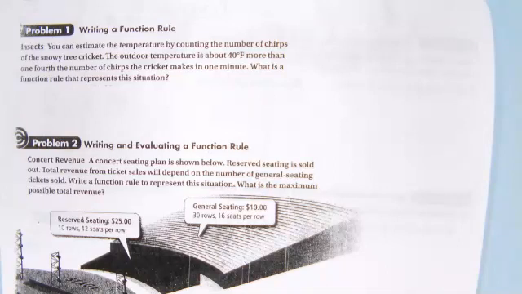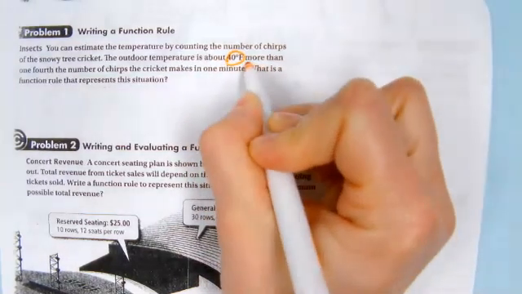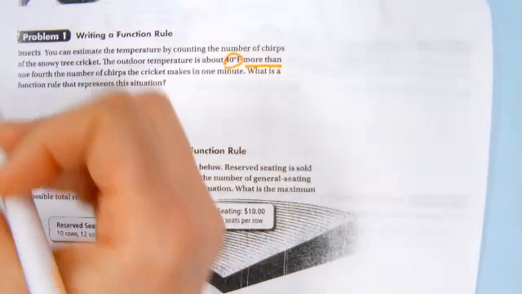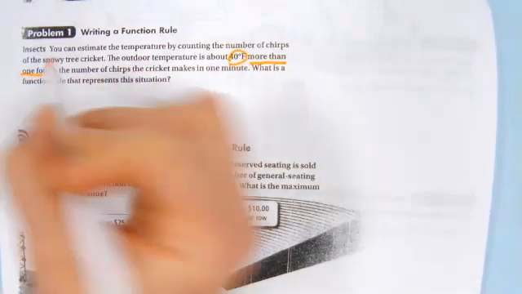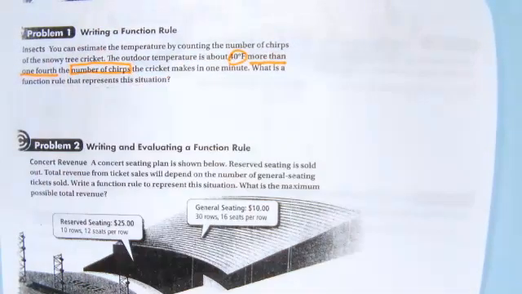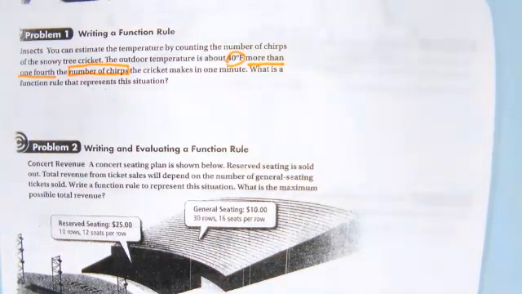40 degrees. Yep. Okay. 40 degrees. We need that. We might need "more than," right? That seems like it's important. 1/4, yep. And 1/4 of the number of chirps, right? So we want to know what that's going to be in 1 minute. Okay, so let's talk about this a second.